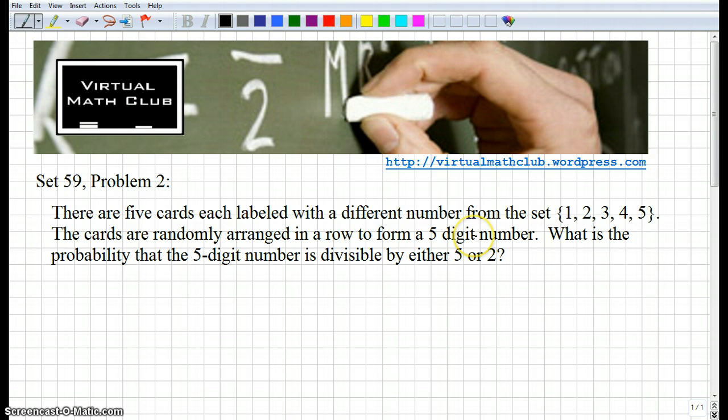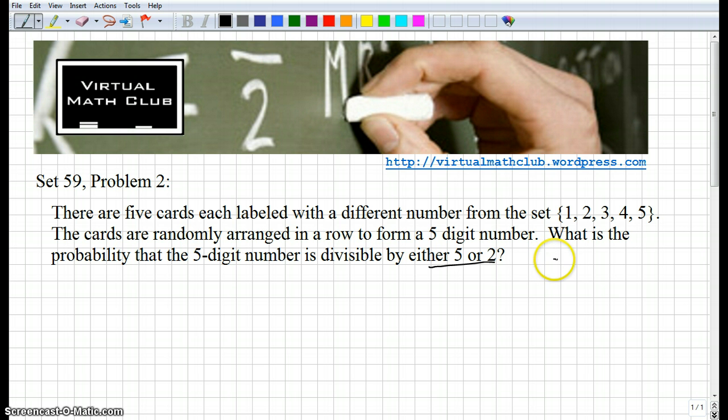There are 5 cards, each labeled with a different number from the set 1, 2, 3, 4, 5. The cards are randomly arranged in a row to form a 5-digit number. What is the probability that the 5-digit number is divisible by either 5 or 2?